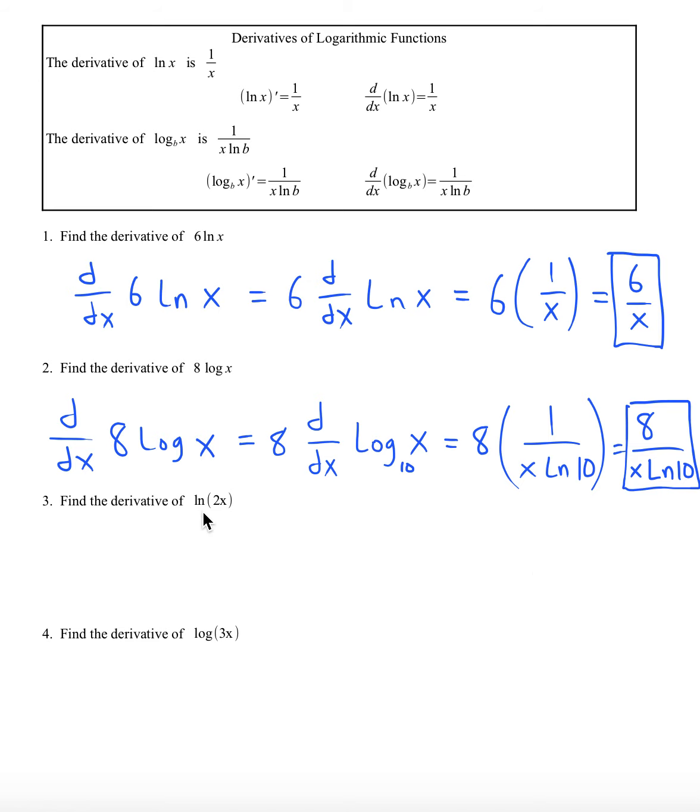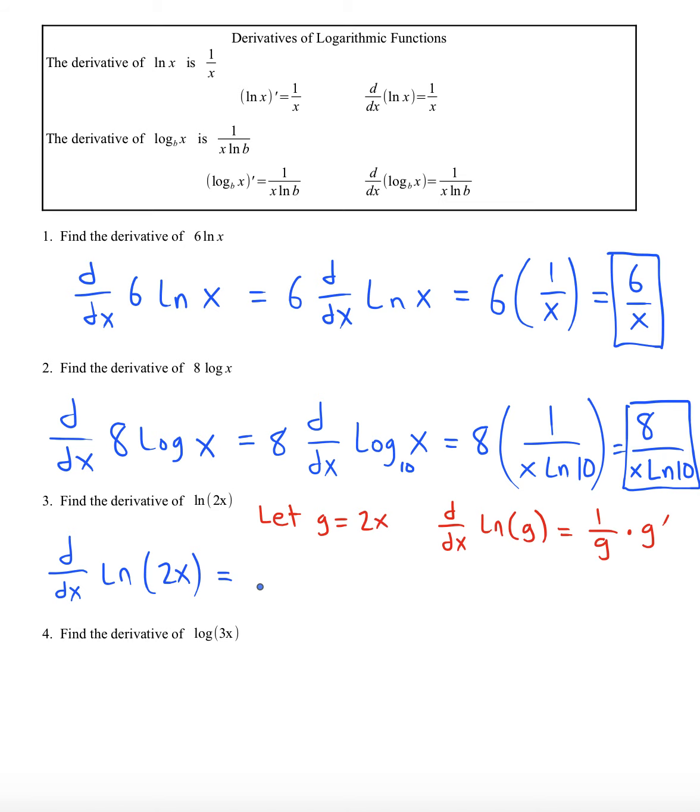Now let's find the derivative of natural log of 2x. This is going to require a chain rule. Let's let g equal 2x. And we're trying to find the derivative of ln g. Well, according to the rule above, that's going to be 1 over g. And because of chain rule, we're going to have to multiply by g prime.